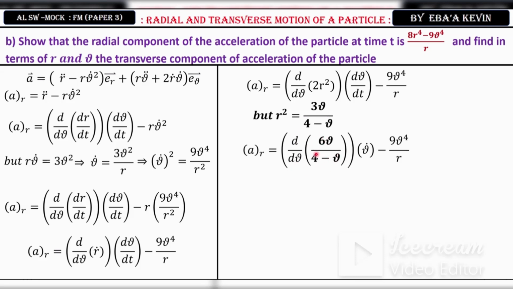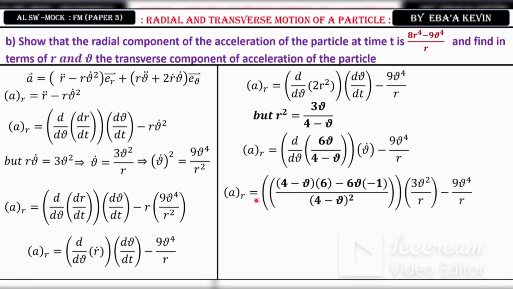So we are simply going to differentiate it normally, as we know, by applying the quotient rule. If you look closer, we are going to apply the quotient rule because this expression depends on theta, and we want to differentiate with respect to theta. So the radial component of the acceleration is going to be equal to, differentiating this using the quotient rule, we obtain 4 minus theta times 6, minus 6 theta times negative 1, divided by 4 minus theta squared. Remember, we simply apply the quotient rule, v u prime minus u v prime divided by v squared, where u is the term which is up and v is the term which is down.